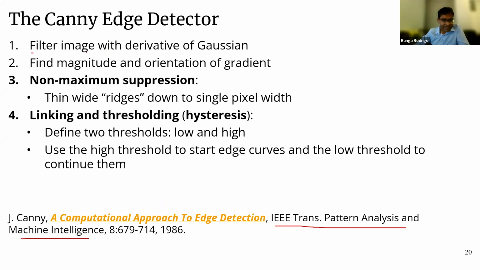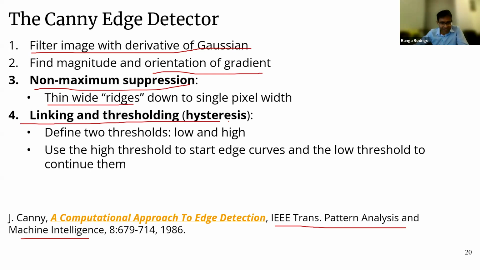Filter. This one filters an image with the derivative of Gaussian filter. Now you understand what that means. Find the magnitude and orientation of the gradient. I hope you understand that. And then non-maximal suppression, which I will explain, to thin the white ridges, and then linking and thresholding with hysteresis. That we will look at later.